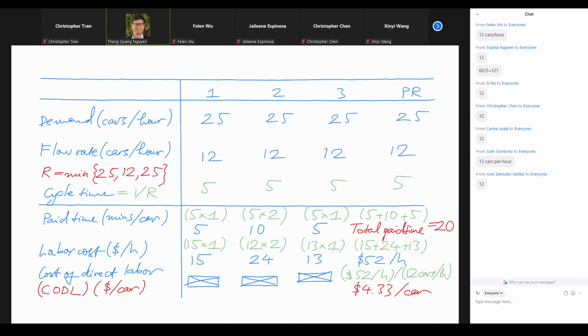So think about it. We are the manager of this process. What does that $4.33 per car mean?